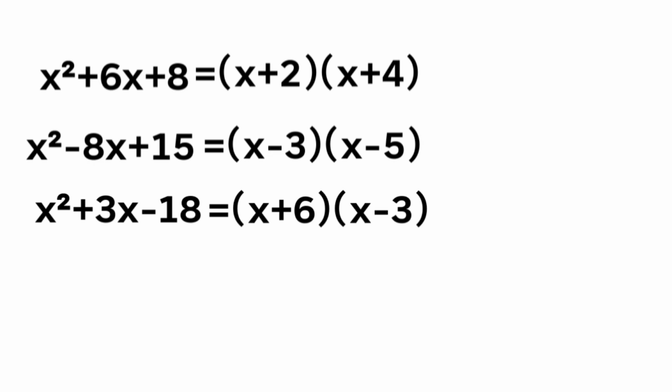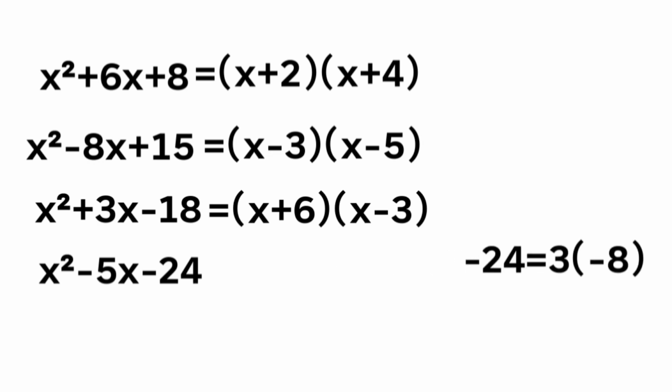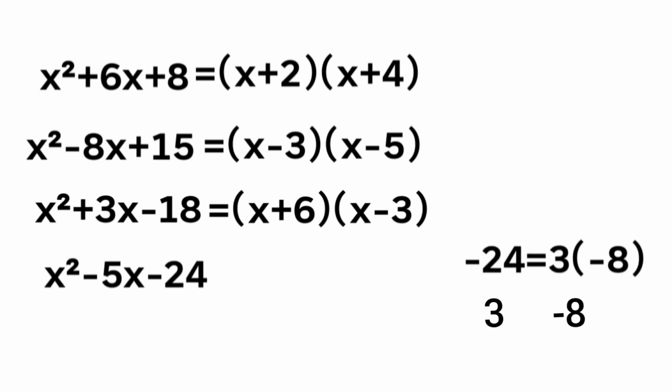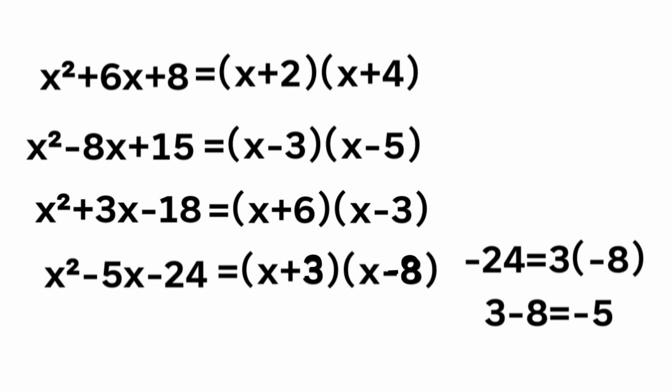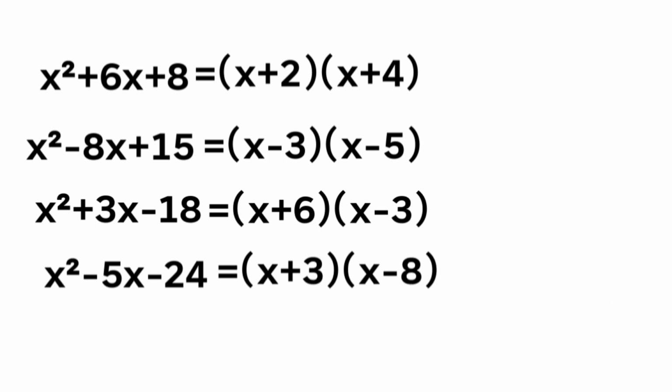Our last example is x² - 5x - 24. Both the middle and the last terms are negative, so our factors have a negative with greater absolute value and a positive with smaller absolute value. So we have negative 24 is equal to 3 times negative 8, and if we add positive 3 plus negative 8, we have negative 5, which is the middle term. So our final answer is quantity x plus 3 times quantity x minus 8.